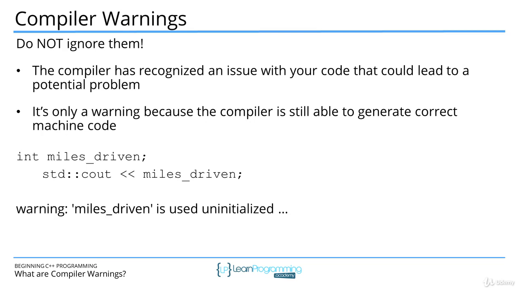In this example, we've declared a variable called miles driven, and it's an integer. It can hold any kind of whole number. Then on the next line, we display the value of miles driven to the console. The compiler produces a warning here. It's warning us that you've used the variable miles driven, but you never initialized it. So in other words, the value that it contains could be anything.